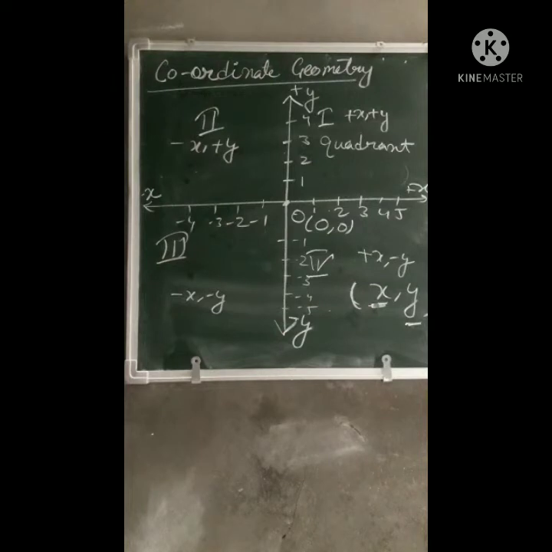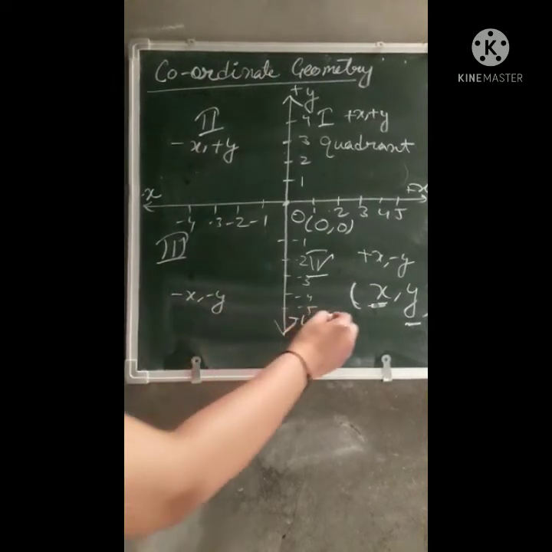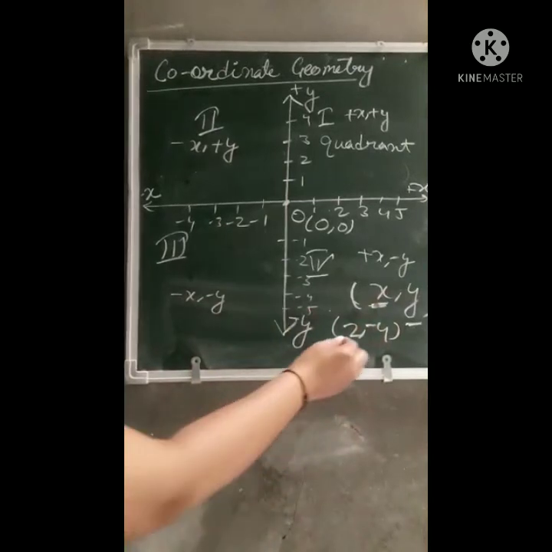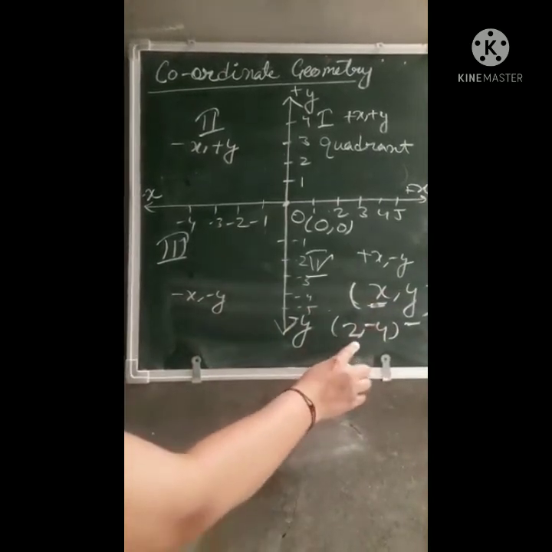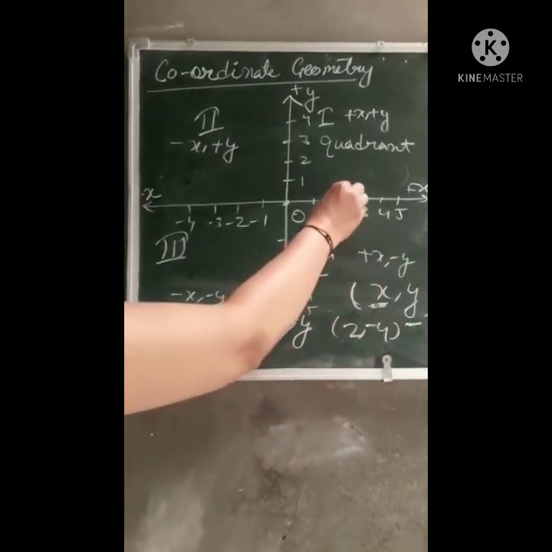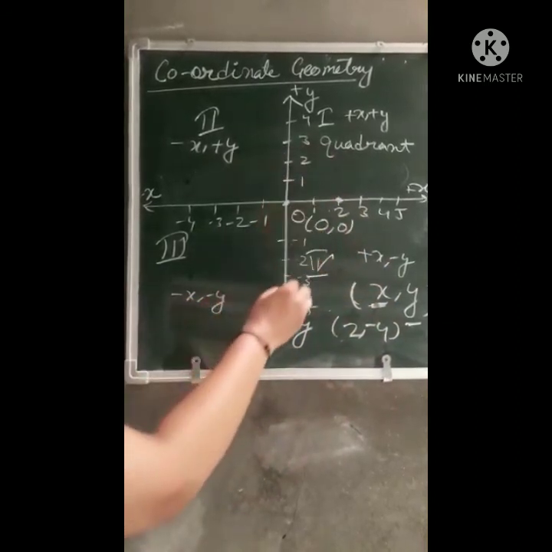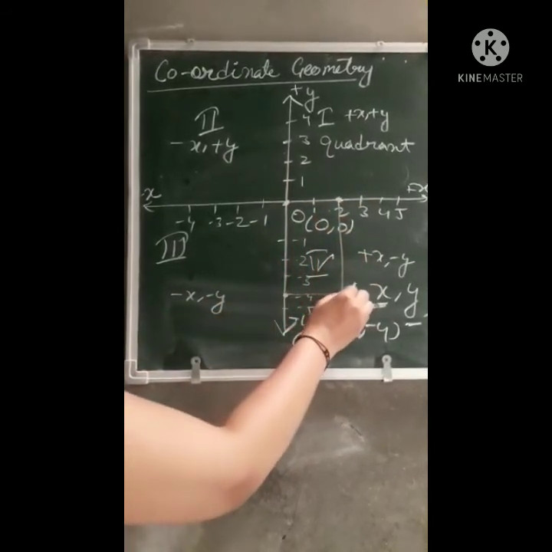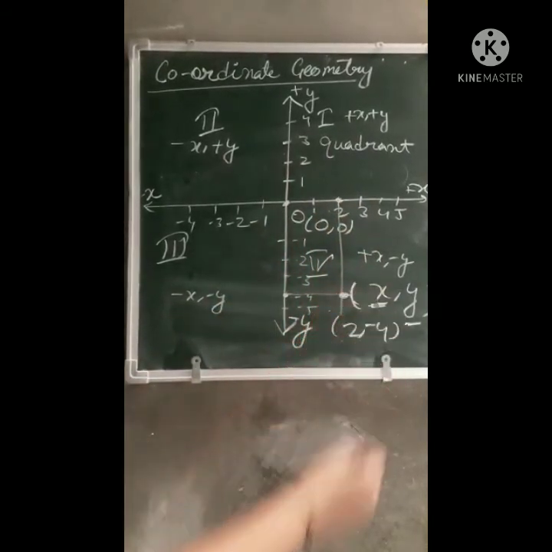For example, take the point (2, -4). Here x is positive 2 and y is negative 4, this one. Where these two meet, that is the point of location. Wherever these two meet, there your point of location will be.